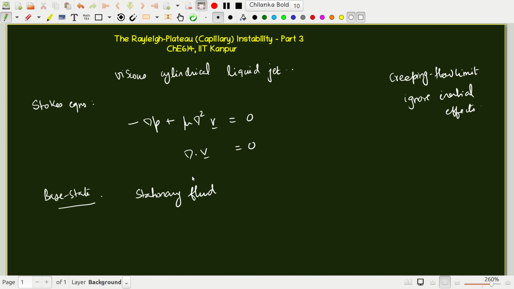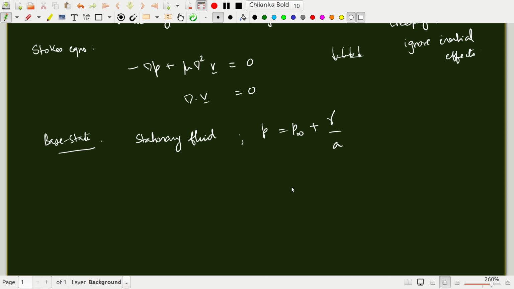As I told you, even if the jet is moving with a constant plug-like velocity, we can assume that the velocity is 0 by going to a frame of reference moving with the jet velocity. So we can, without loss of generality, consider a stationary fluid. The pressure inside the stationary jet is given by the outside pressure plus gamma by A. This is as before.